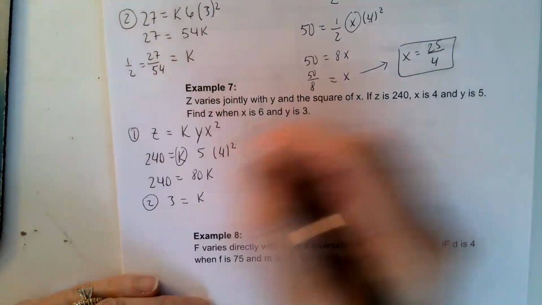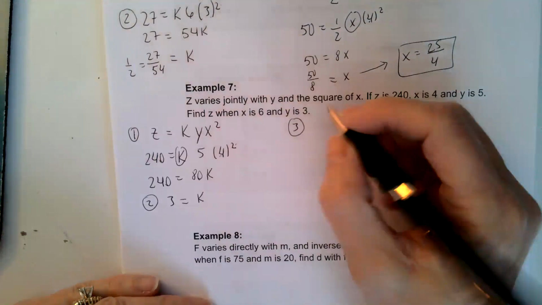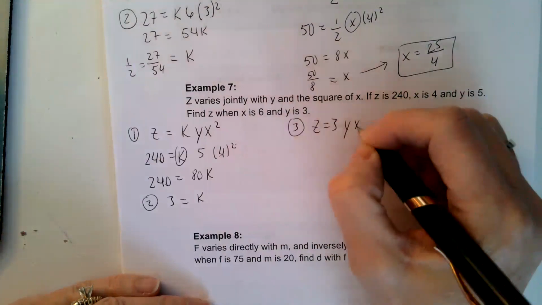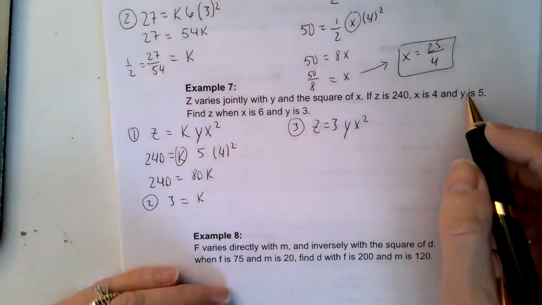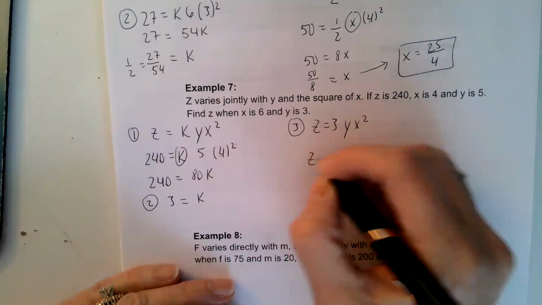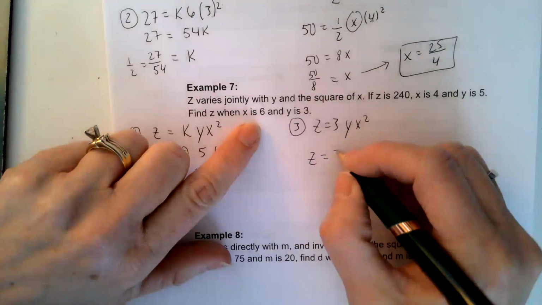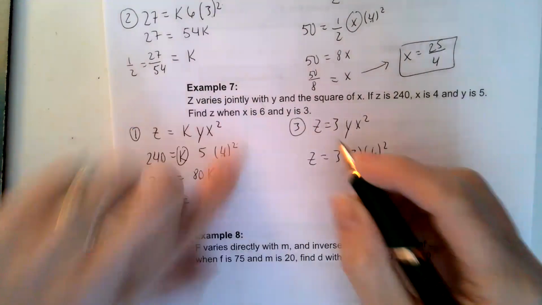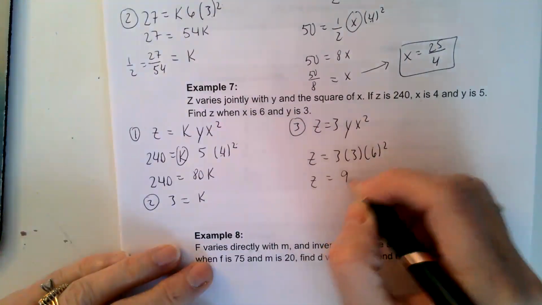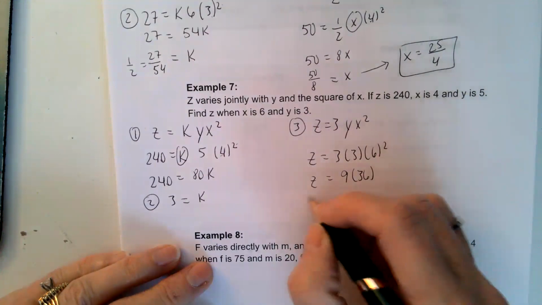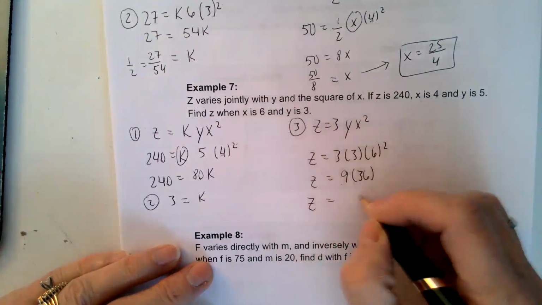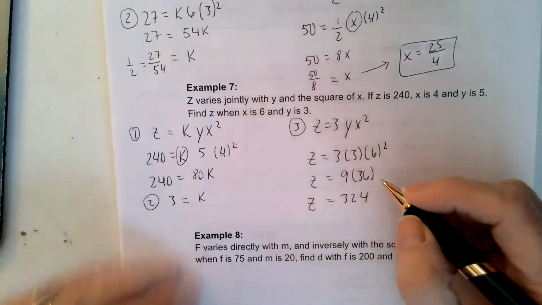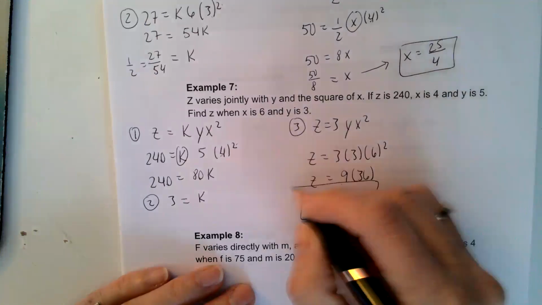So that's my second step. So my third step is rewriting my base equation with k as 3. Then it says find z when x is 6 and y is 3. We have 9 times 36. 27 times 324. So z is 324.